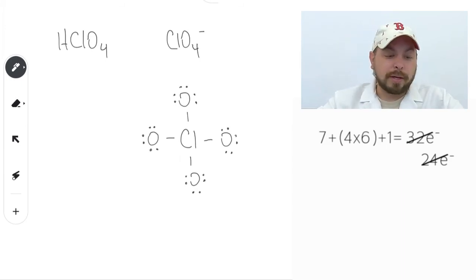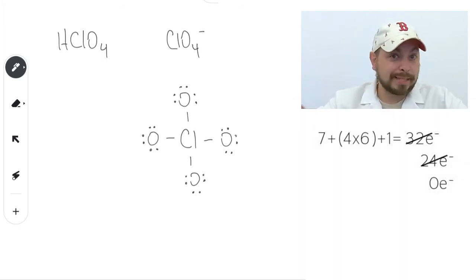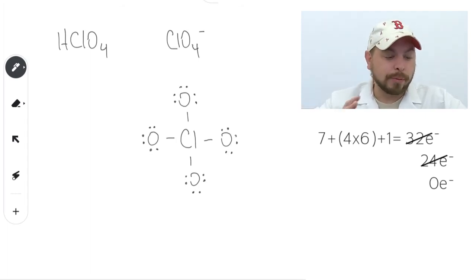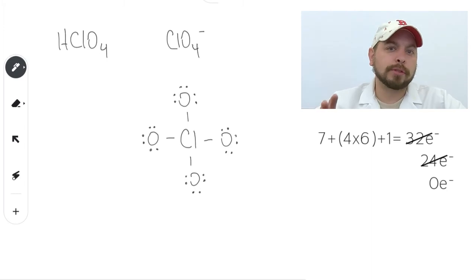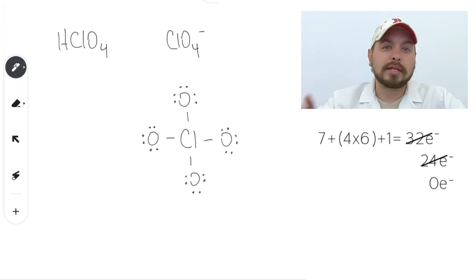Now, here's the thing about perchlorate. If we look at this, we've used every valence electron. Chlorine has 8 valence electrons. So does the oxygen. So you'd look at this and say, boom, done, perfect. But it's not. The reason it's not perfect is because look at the formal charges. Each oxygen in this structure has a formal charge of -1, and the chlorine has a formal charge of +3. That's not good. So we need to think about formal charge in this structure, okay?